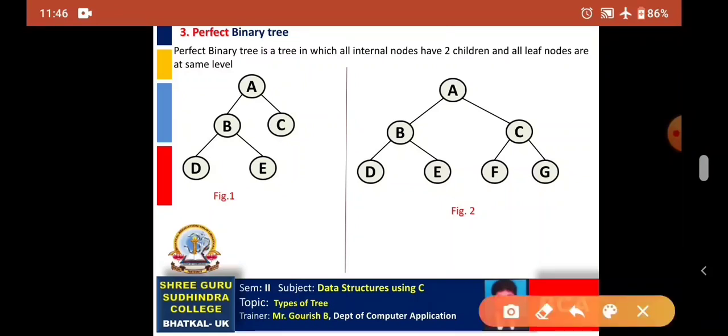What about the second one? All the leaf nodes are at the same level, right? But in figure 1, all the leaf nodes, C, E and D, are not at the same level, right?